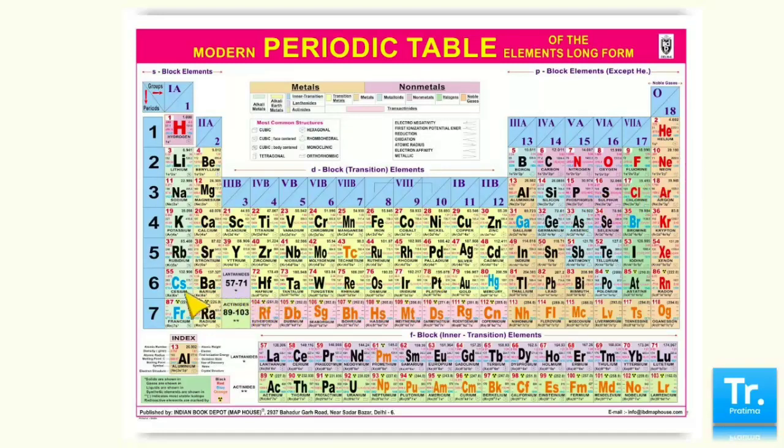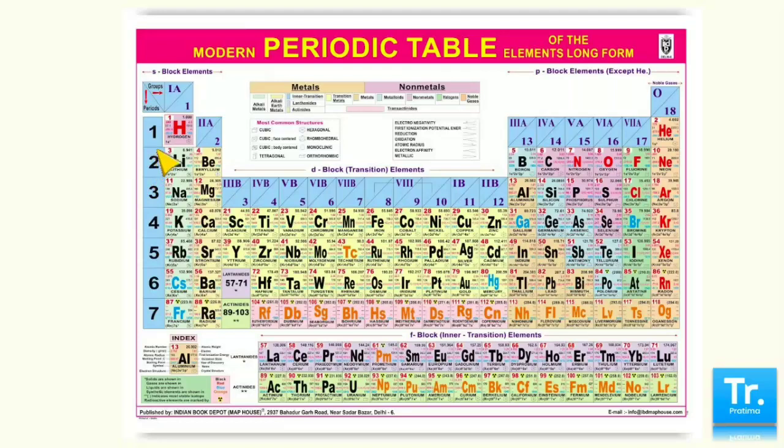Now here in the 6th period, the atomic numbers 57 to 71 are lanthanides, they are the rare earth group. Then 89 to 103, these are actinides. These are radioactive in nature. So the sixth period and seventh period. Now I'm just first talking about the groups.